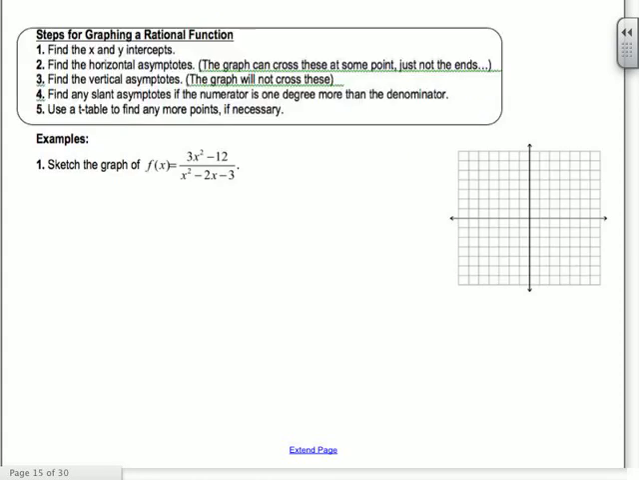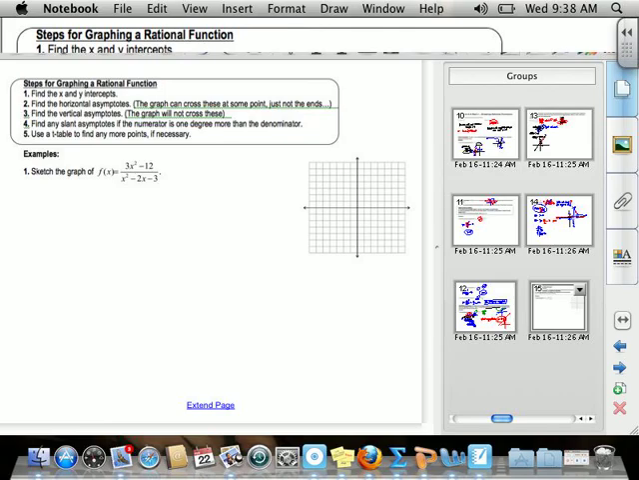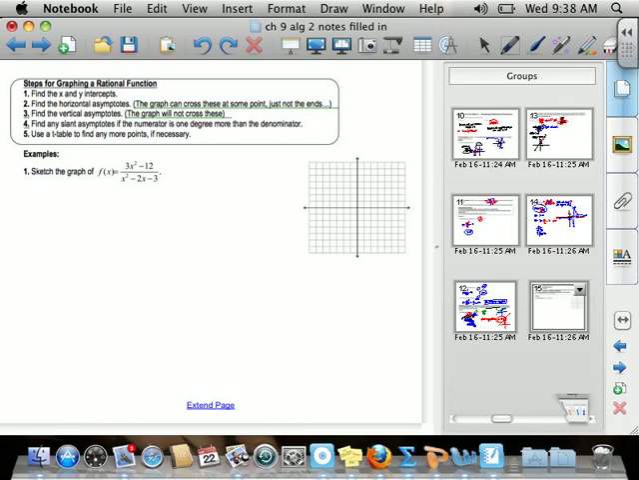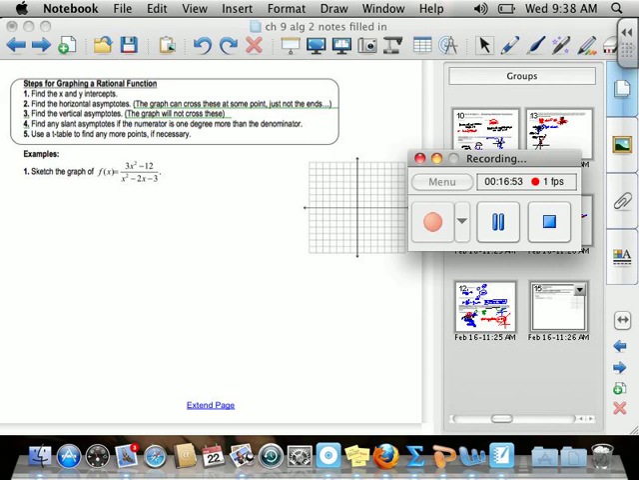All right, so steps for graphing. We're just going to go through those different steps. Yeah? All right, we'll do that tomorrow, though.